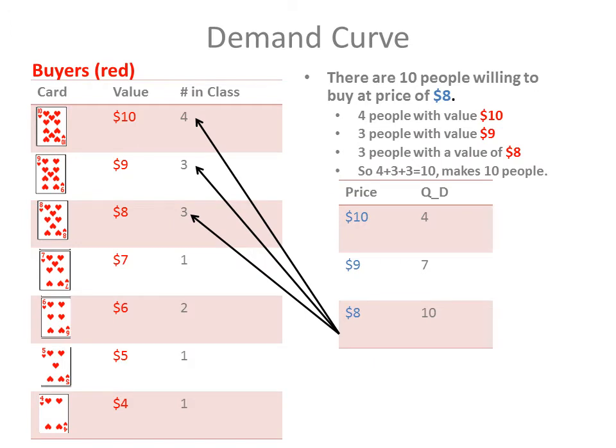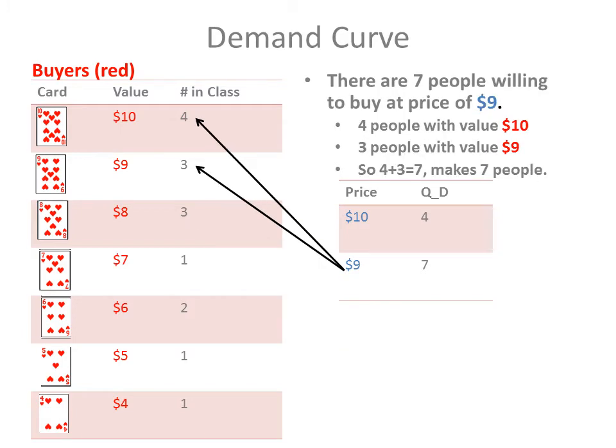And then moving down even further, we can see there are 10 people who would be willing to buy at a price of $8. That's the 4 people who value it at 10, the 3 people who would value it at 9, and the 3 people who value it at 8. And so 4 plus 3 plus 3 makes 10 people in total who are willing to purchase at a price of $8. So we just go through the rest of the table.